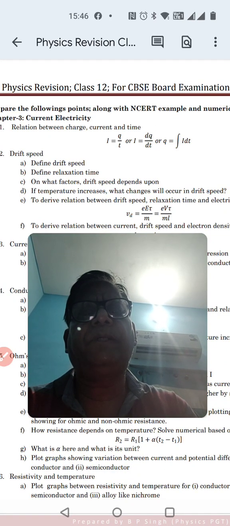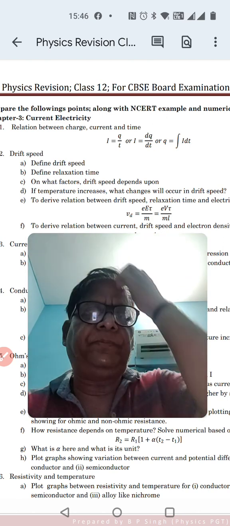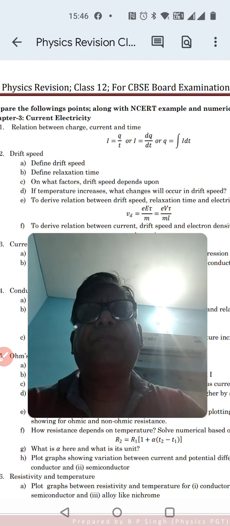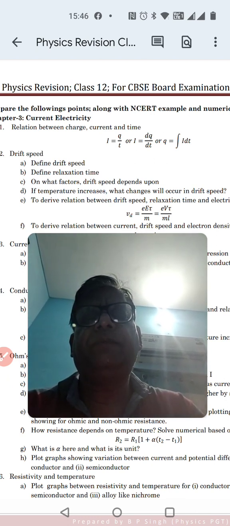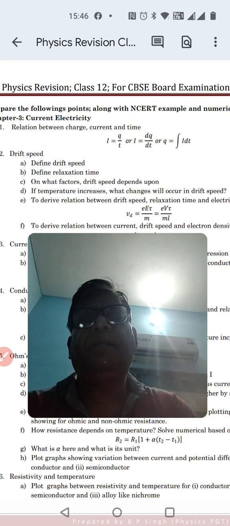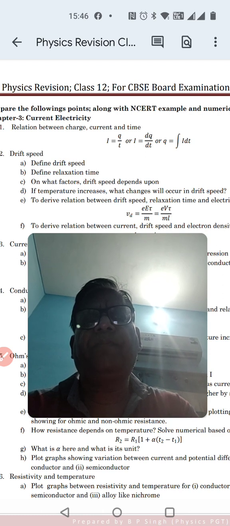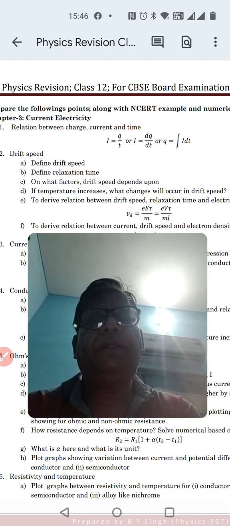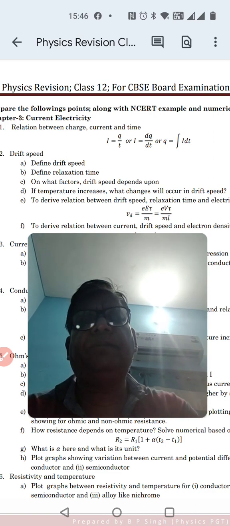I equal to Q upon T, or I equal to dQ upon dt, or Q is equal to integral I dt. So charge also depends on time as well as current depends on time. Now drift speed. For drift speed, you have to define drift speed, define relaxation time, and on what factors drift speed depends upon. Also the points, if temperature increases, what changes will occur in a drift speed.